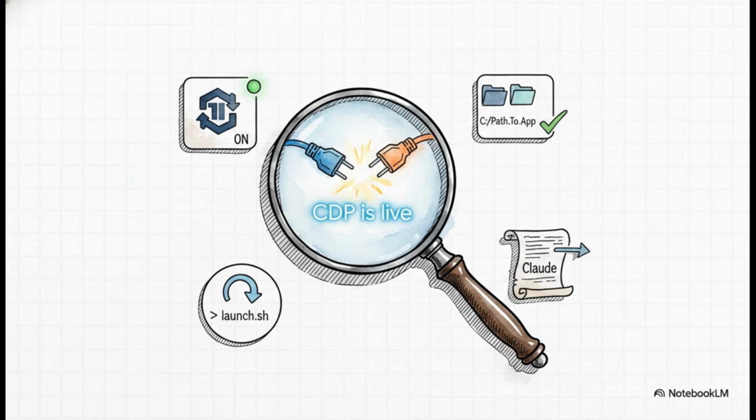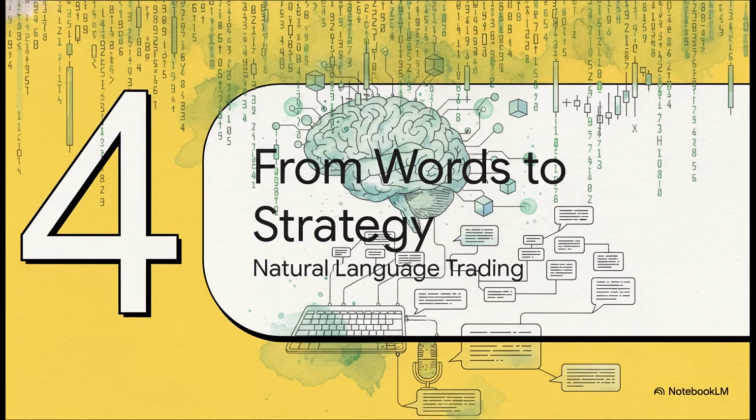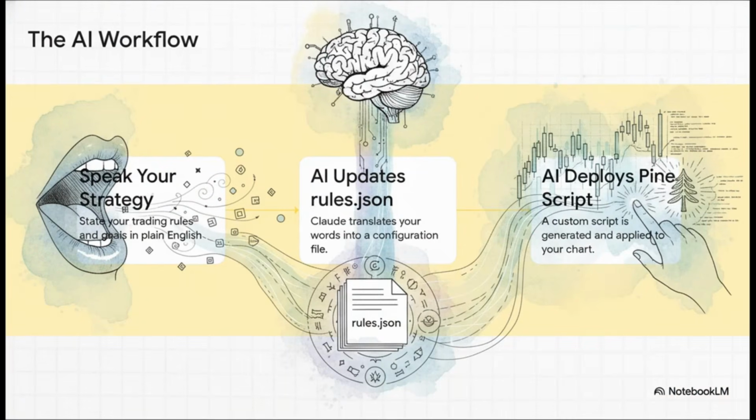Okay, now this is where things start to feel like you're living in the future. Once you're connected, you don't have to code anything. You don't have to manually tweak settings. You just talk to the AI in plain English to build and launch incredibly complex trading strategies. The whole workflow is just genius in its simplicity. You start by just describing your strategy, in regular words. Claude takes what you said and translates it into a configuration file called rules.json. Then it uses those rules to automatically write and deploy a custom Pine script right onto your live chart. Your words literally become code in an instant.